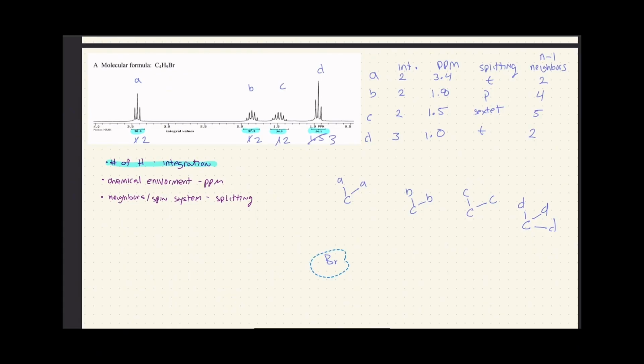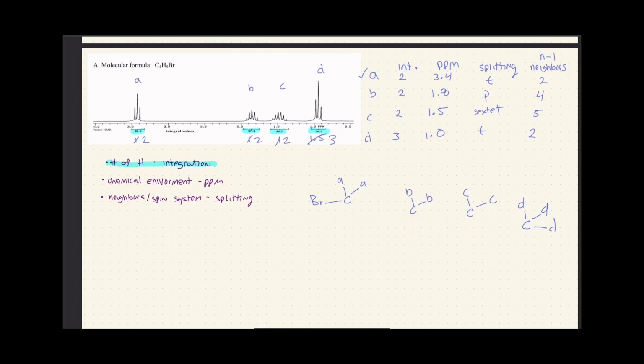So to me, that's going to suggest that bromine is connected to the carbon that has HA. So that's going to be those. I see that HA has two neighbors, and so that could either be these or these. And I'm not really sure yet.